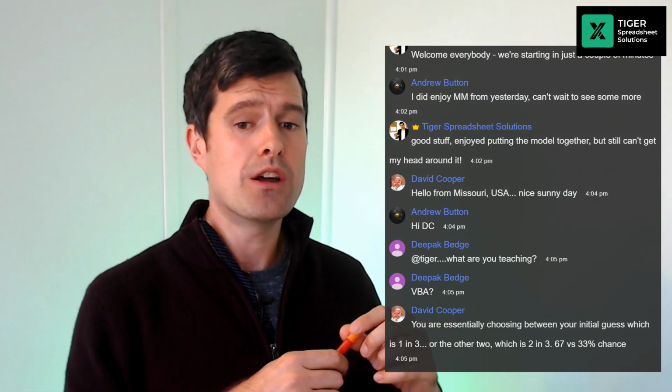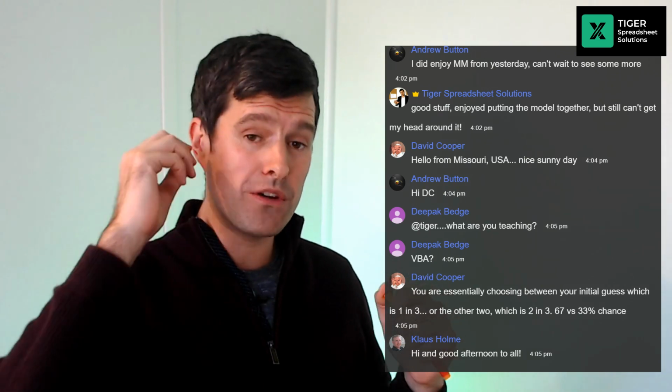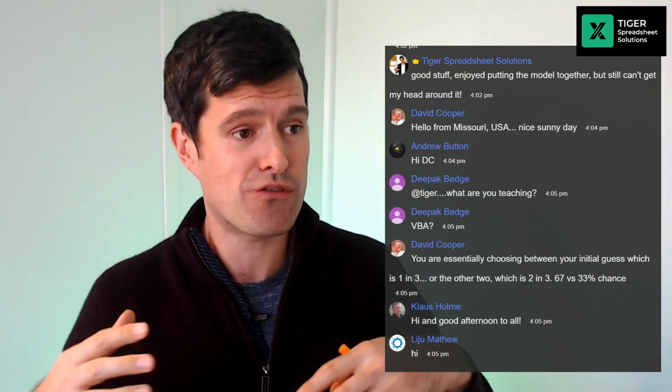Deepak says, Tiger, what are you teaching? We're teaching Excel business simulation, particularly for the Monty Hall problem. We won't be doing VBA today, but we're doing a range of formulae, a really nice Excel modeling problem.